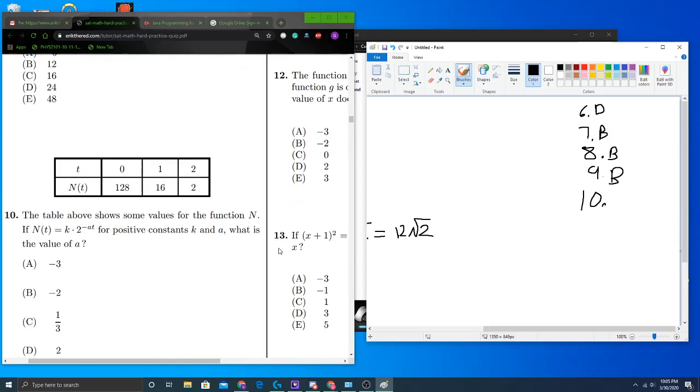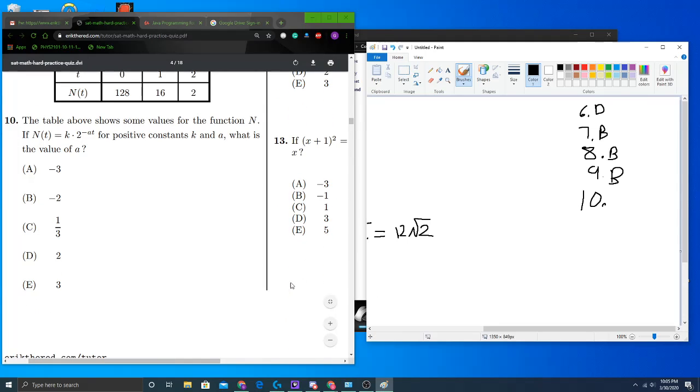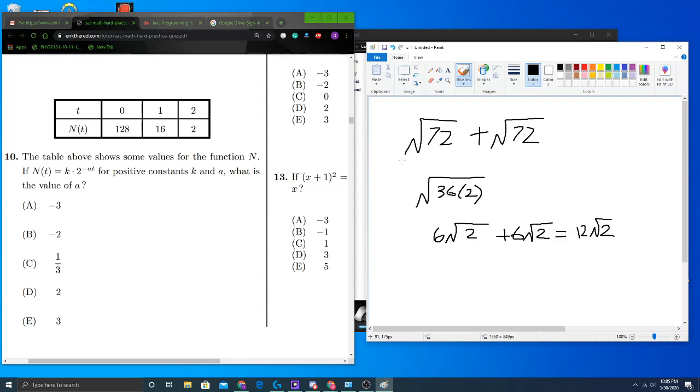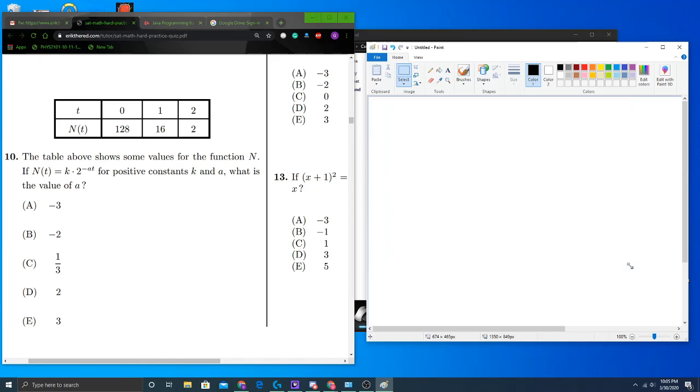Question 10. The table above shows some values for the function n. If n of t is equal to k times 2 to the negative at, for positive constants k and a, what is the value of a? So already we could see from both the table and the formula that they gave us that we're having a decay function because we have a negative exponent. And once you have a negative exponent, your graph is going to look like this.